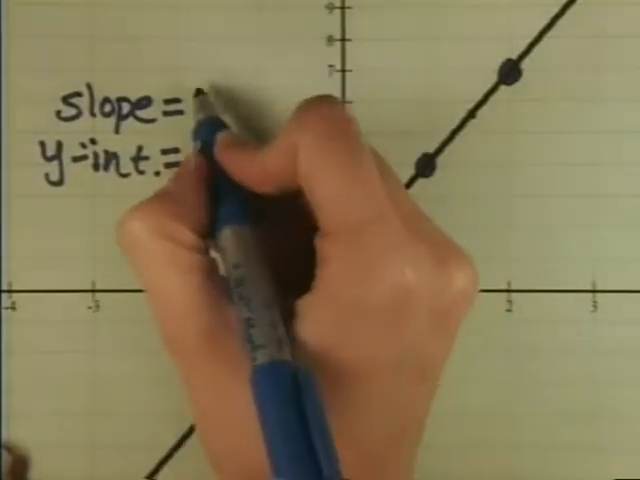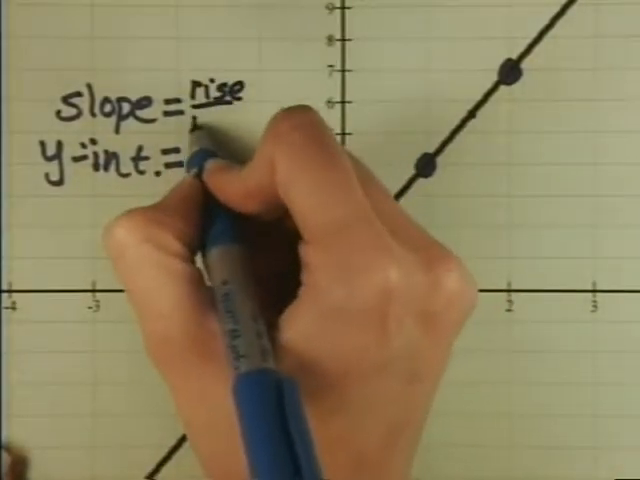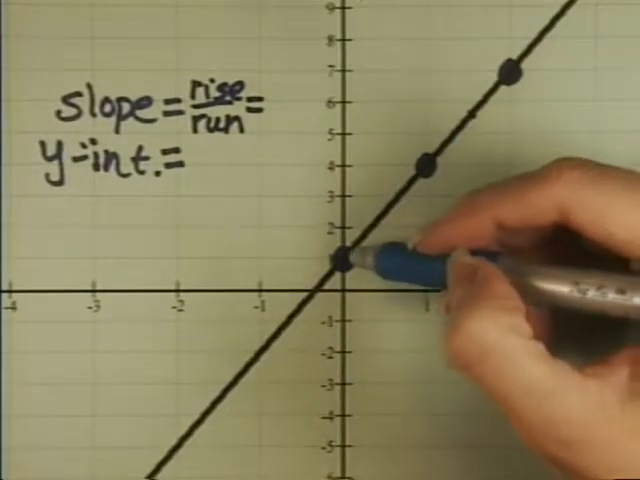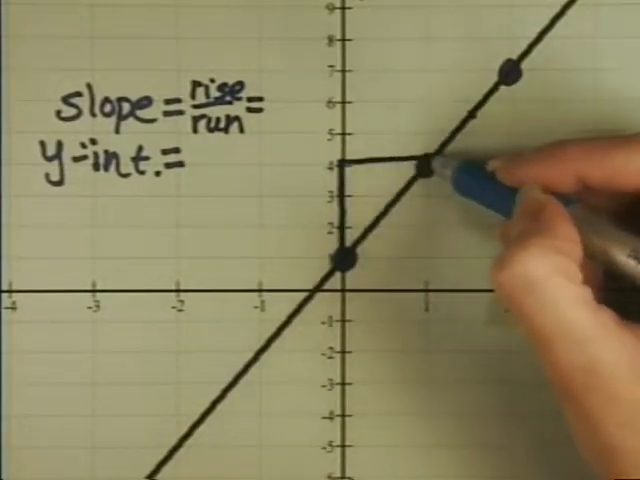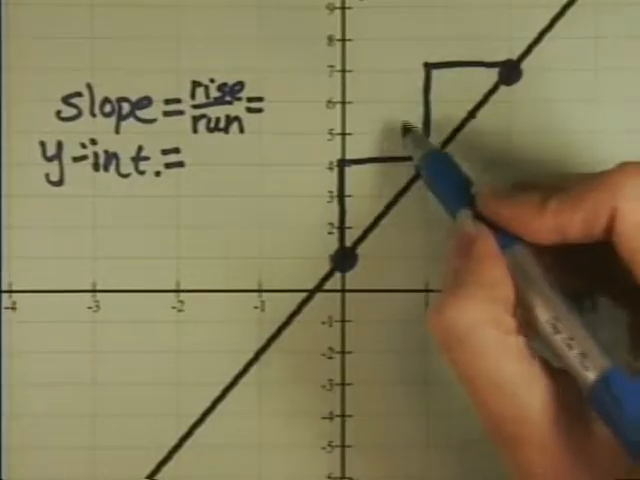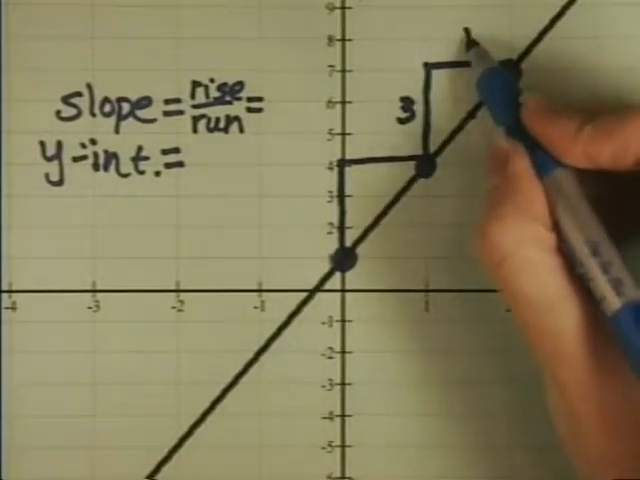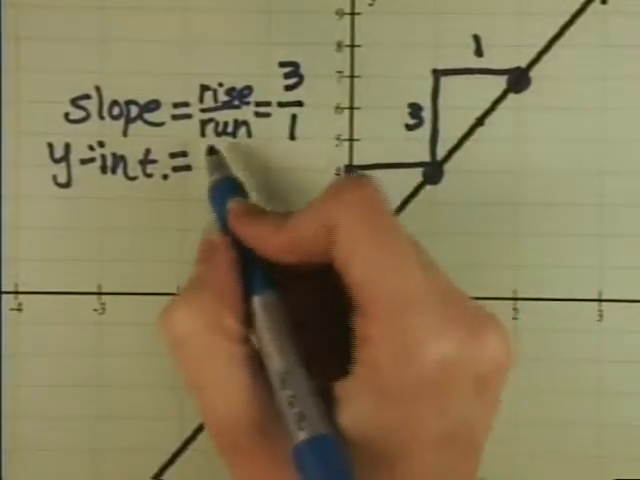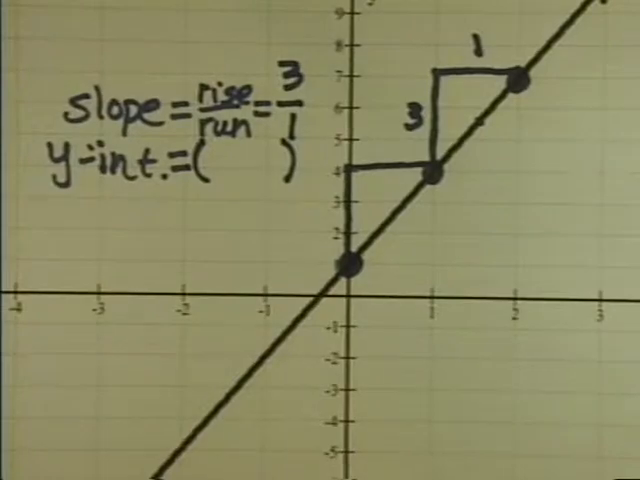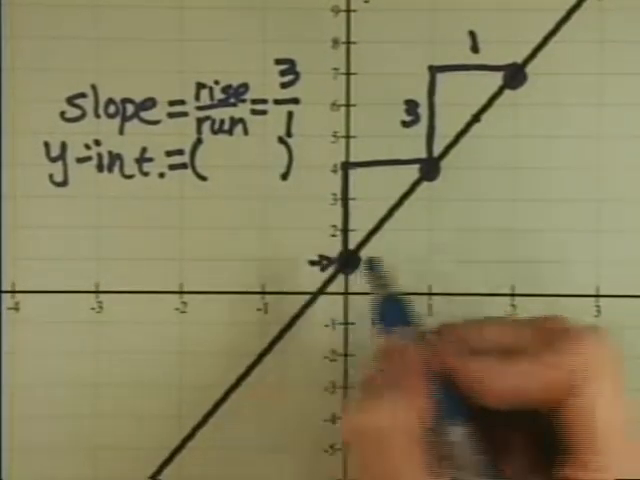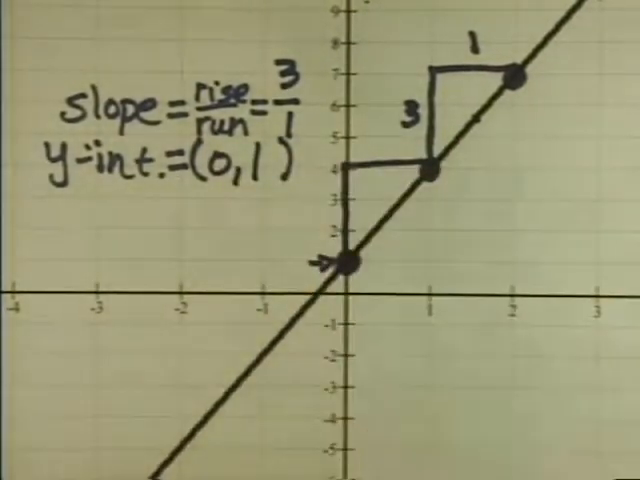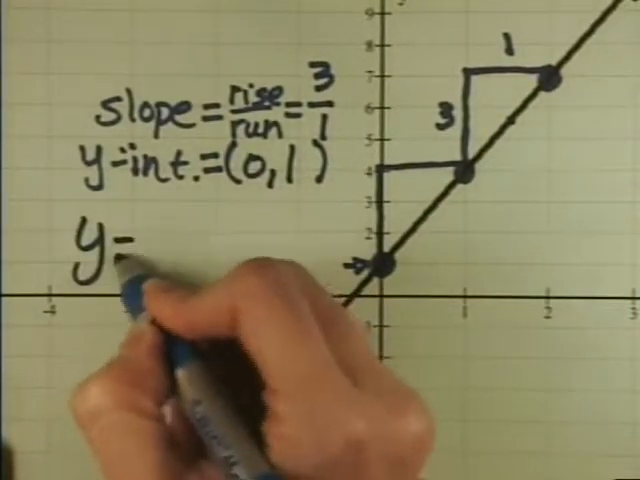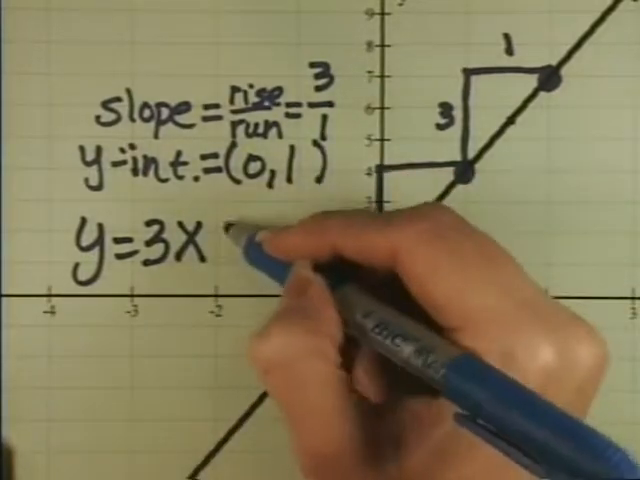So the slope is rise over run. Tell me how many times do we go up and over? Up 3, over 1. So the rise was 3 over 1. Okay, can you give me the y-intercept as an ordered pair? 0, 1. Good, here it is. That's your y-intercept. So give me the y equals mx plus b. What would be the equation? y equals 3x plus 1.